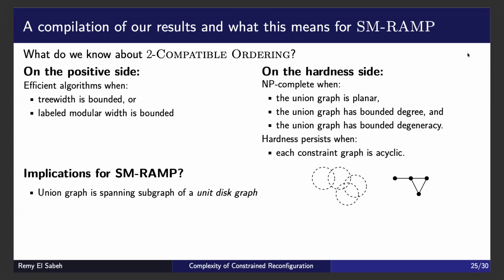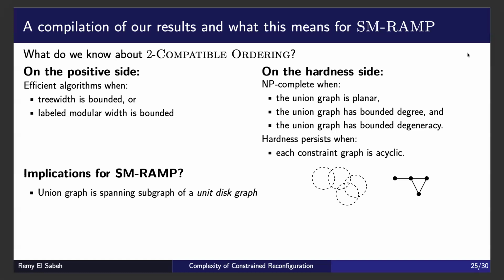So what's a unit disk graph? If we start with a drawing of some circles in the plane that have the same diameter, and you have a vertex for every one of these circles. So if two circles intersect, you just add an edge between their vertices.